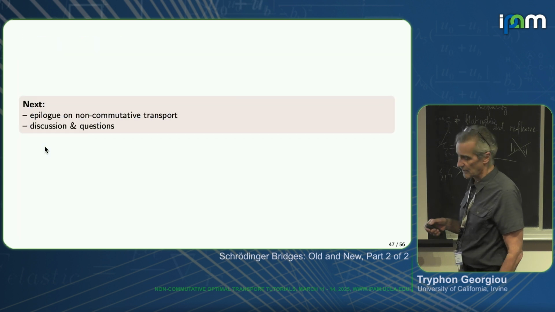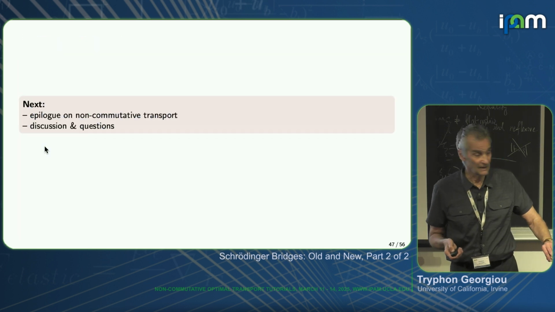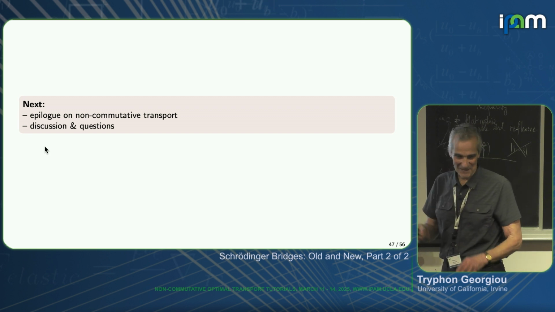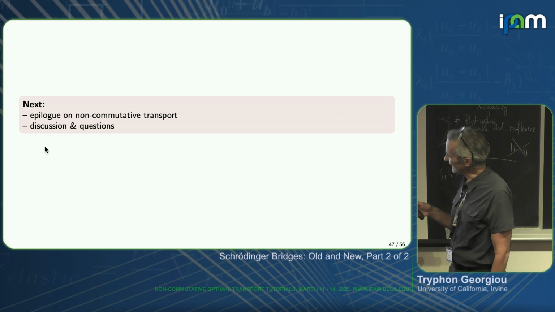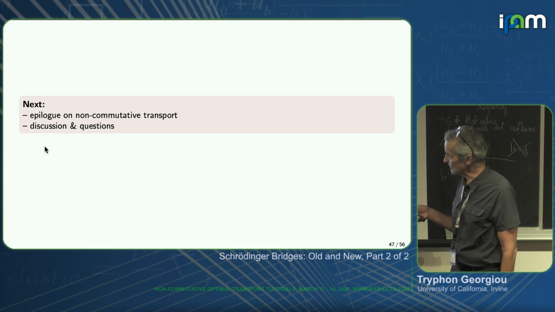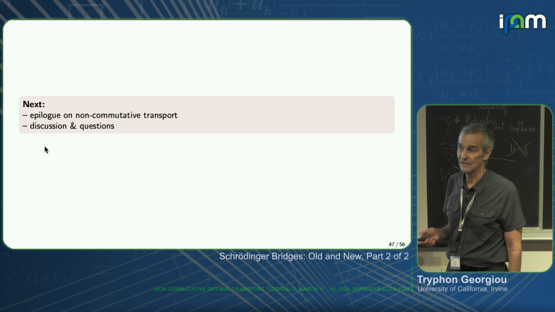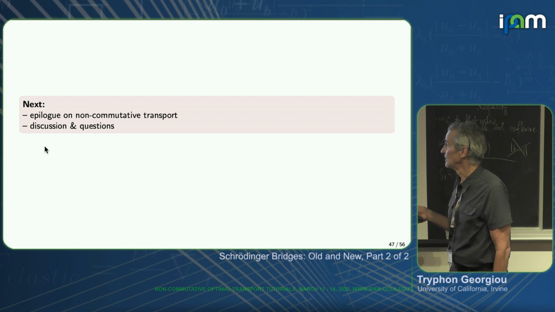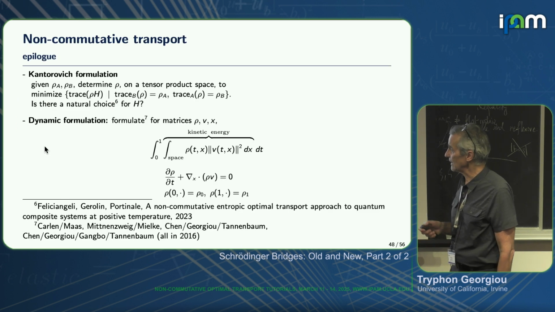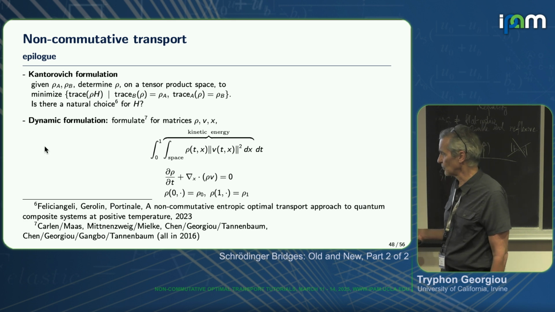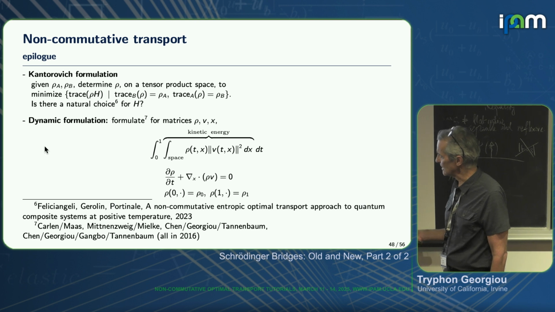Yeah. So I have another 15 minutes. So I'm doing well with time this time. I would like to skim through an epilogue on non-commutative transports and then return with a recap and some discussions. This is a style of non-commutative transport which is more in the style of Carlen and Maas.